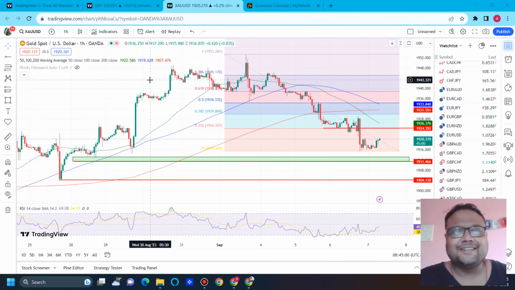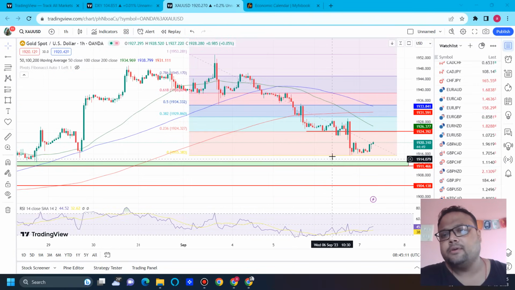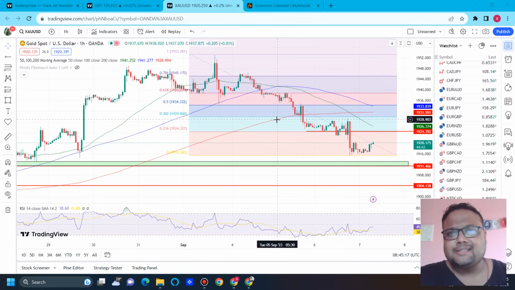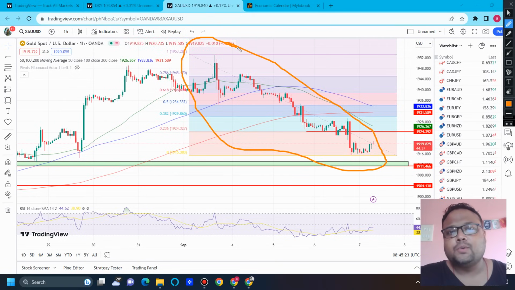So let's get started. My dear friends, finally gold broke the critical level of 1925 after the news. Gold made a low of 1915, 1916 and tried to recover. We can see right now that gold is trying its best to recover, but the market sentiment is not in favor. We can clearly see that the present trend of the market is towards the downside. In simple words, sellers are dominating this market.